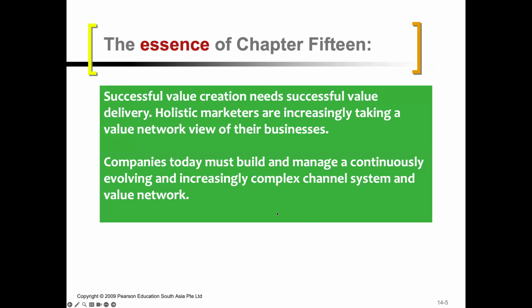Successful value creation needs successful value delivery. Holistic marketers are increasingly taking a value network view of their businesses. Companies today must build and manage a continuously evolving and increasingly complex channel system and value network.